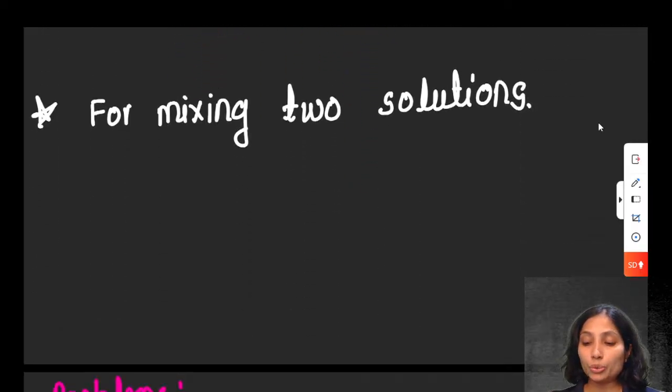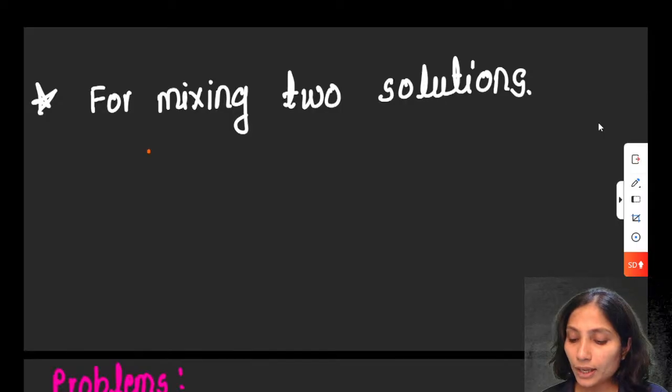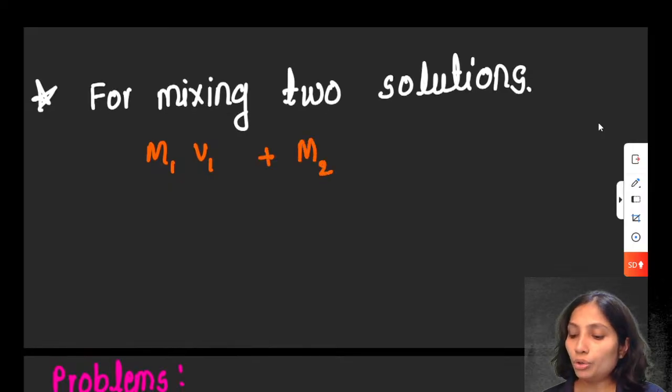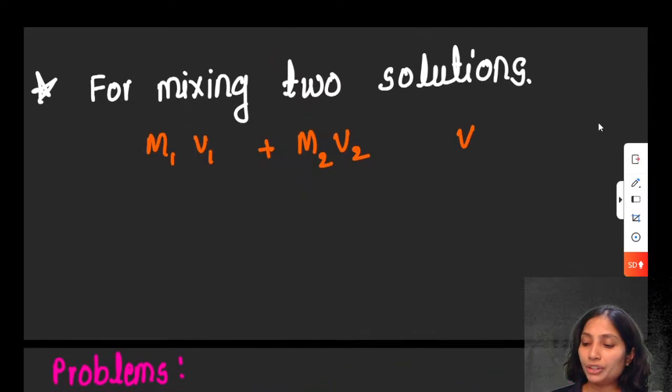And when we are mixing two solutions, for example, I have two solutions. Solution 1 has concentration M1 and its volume is V1. I am mixing it with a second solution whose concentration is M2 and volume is V2. After mixing, they form a new solution with volume V3, and V3 is nothing but V1 plus V2.